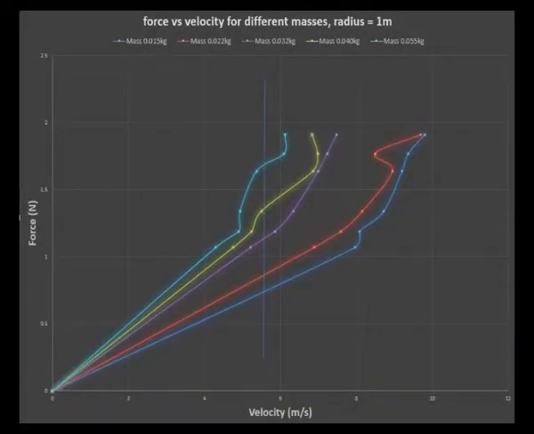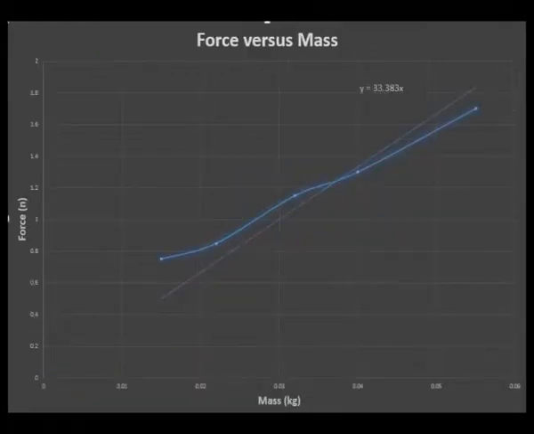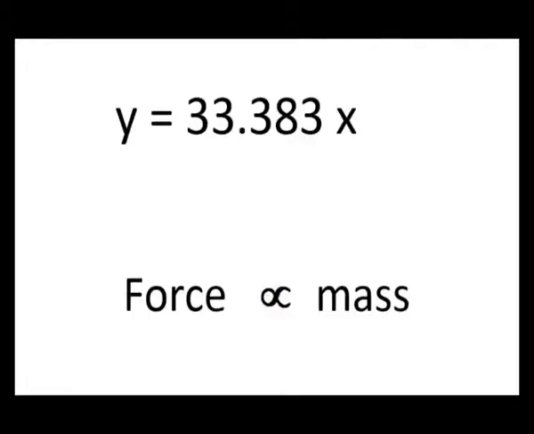To show that force is proportional to mass, we need to keep the velocity constant. We did this by drawing a vertical line on the force versus velocity graph. We can then mark off the force and mass measurements from this graph and then plot a graph of force versus mass. If this graph is linear, then we can say that force is directly proportional to mass.